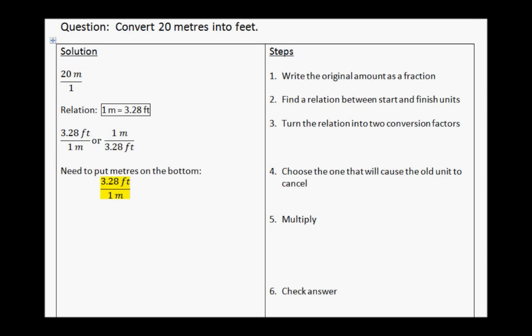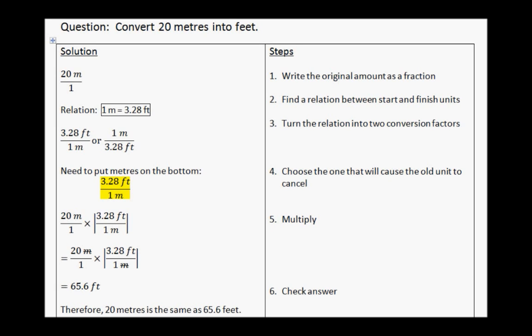Now that we know what to multiply by, step 5 is to multiply the two fractions together. The 20 meters over 1 we started out with times 3.28 feet over 1 meter. Meters cancels out, which I'll show on a new line just to make it extra clear what I'm doing. And we're left with 20 over 1 times 3.28 over 1. And the only unit left is feet. 20 times 3.28 is 65.6. And the unit for the answer is feet. And that's the final answer. So we can write that therefore 20 meters is the same as 65.6 feet.